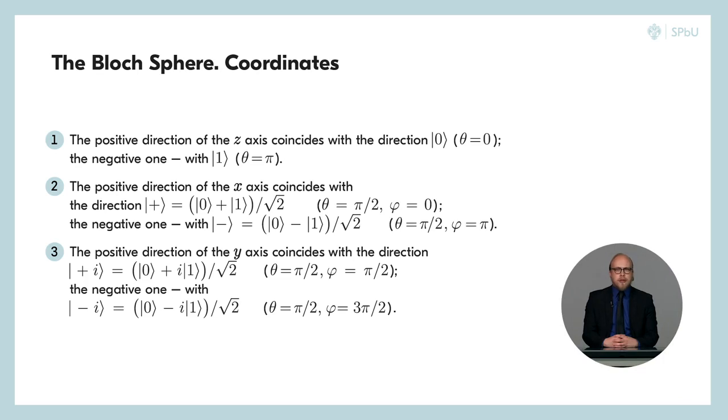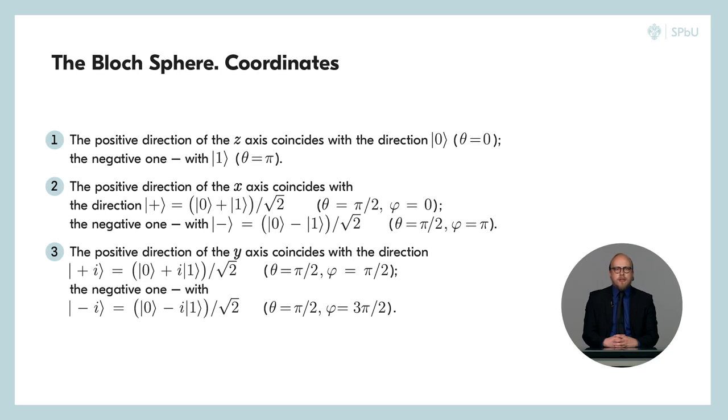Secondly, the direction of the vector plus is usually chosen as the positive direction of the x-axis. That is, vector plus is the sum of the vectors 0 and 1 taken with a normalization factor 1 divided by the square root of 2. And the vector minus, equal to the difference of the basis vectors, is associated with the negative direction. According to our formula, the psi vector coincides with the vector plus when the theta angle is equal to pi in half and the phi angle is equal to 0. If the angle theta is equal to pi in half and the angle phi is equal to pi, then the psi vector will be aligned with the vector minus.